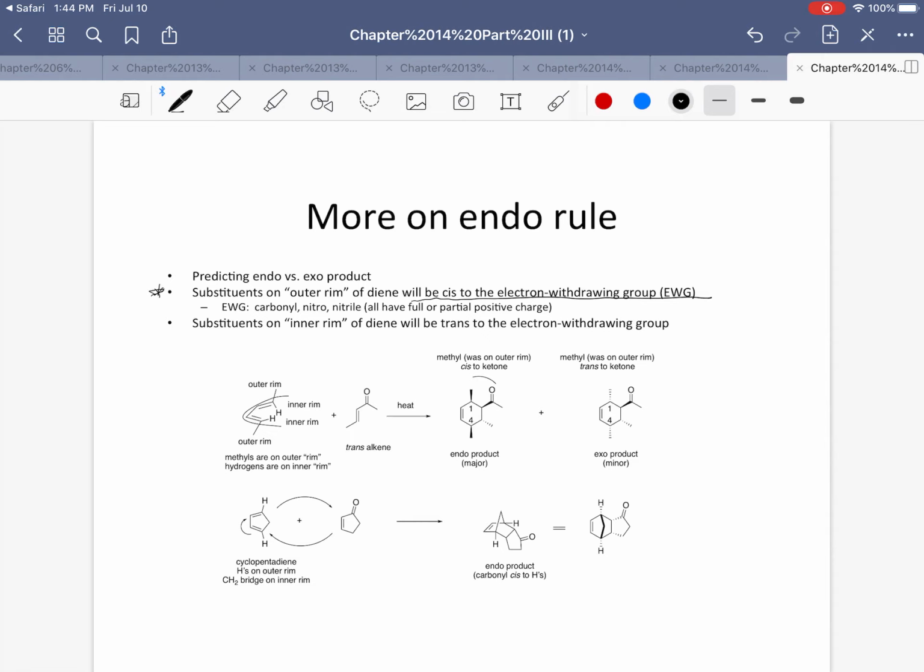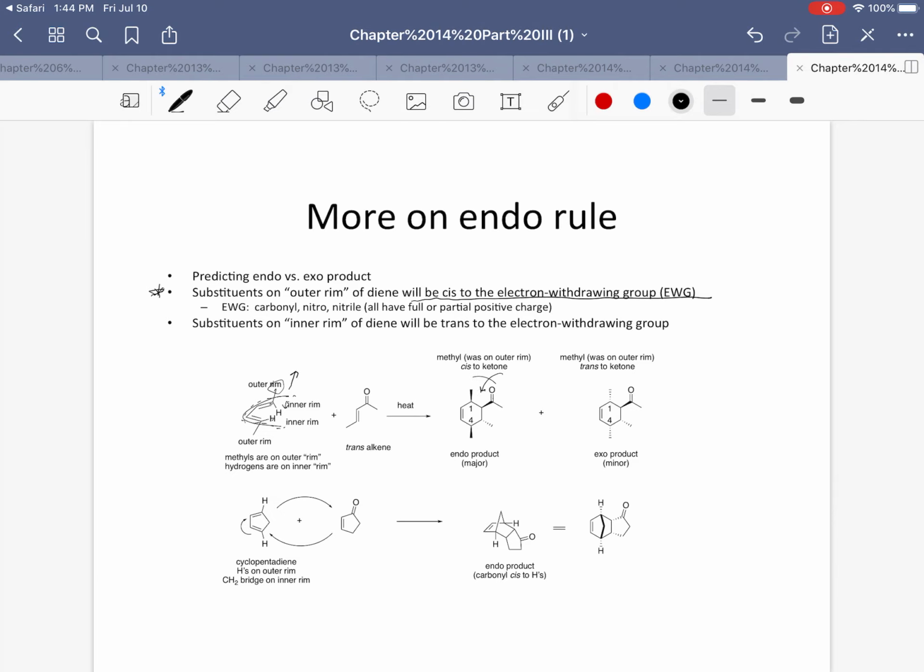And if I look down here, I've drawn the diene and this line sort of through the pi system of the diene. On the outer side is where the methyls are, and on the inner side, or the inner rim, is the hydrogens. So the methyl on the outer rim, 1, is going to end up cis to the carbonyl. And that's this stereochemistry right here.